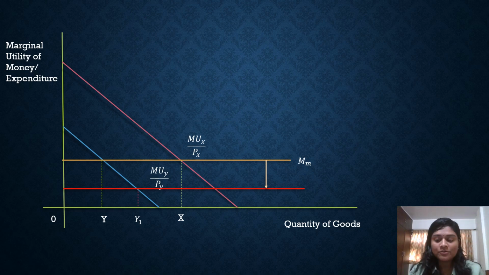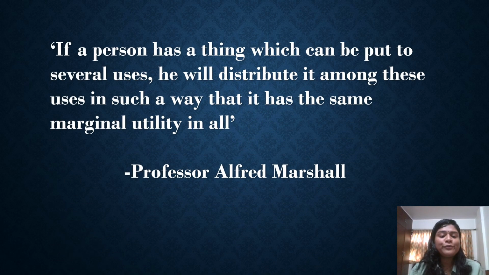Now to conclude, let us look at the actual lines given by Professor Alfred Marshall. According to Professor Alfred Marshall, if a person has a thing which can be put to several uses, he will distribute it among these uses in such a way that it has the same utility in all.